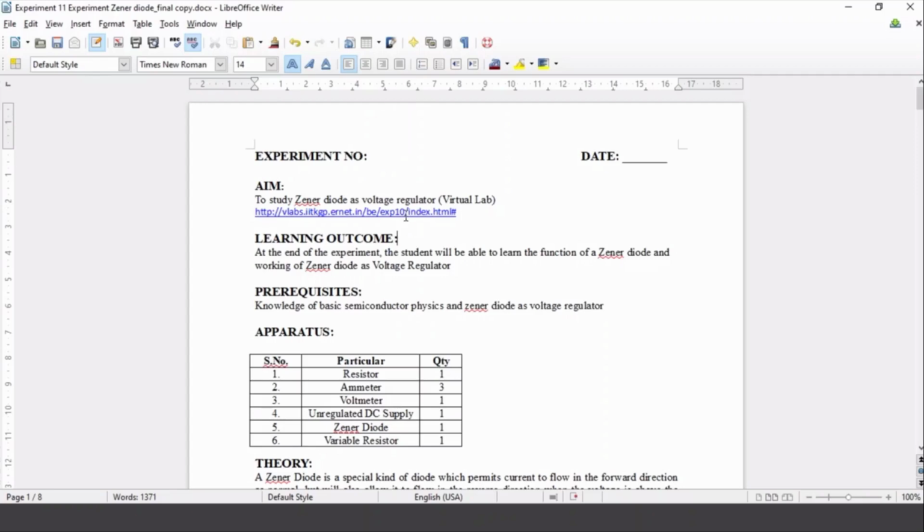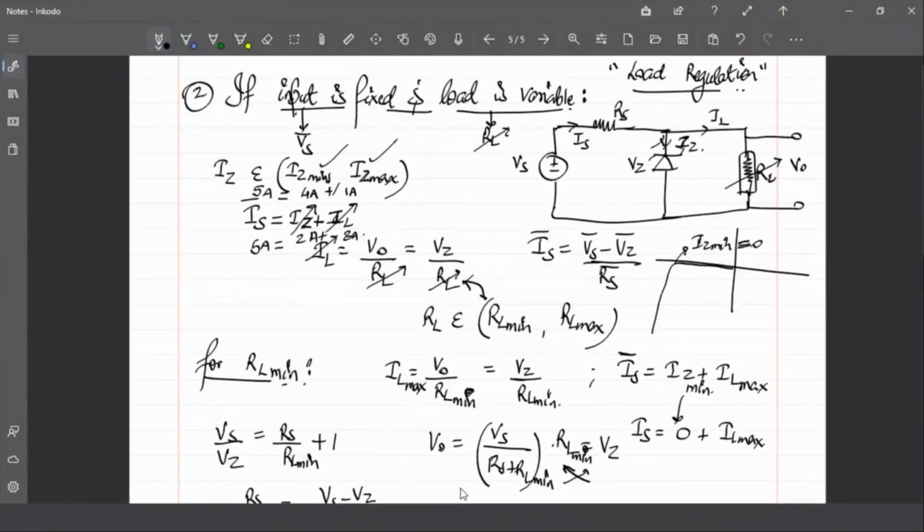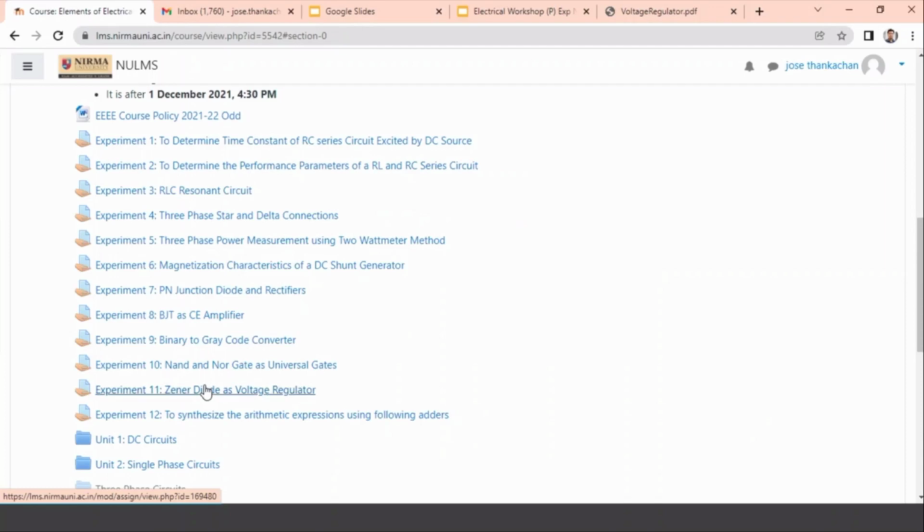This is experiment number 10, right? So, check it. Sorry, this is not 10. This is experiment number 11 actually, Zener diode as voltage regulator. The 10th we had done in the last session.